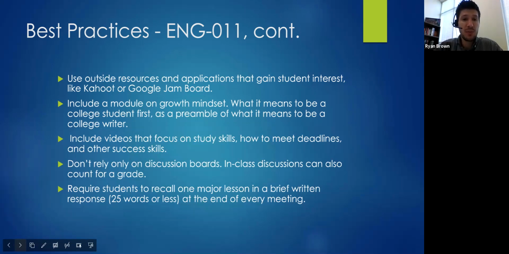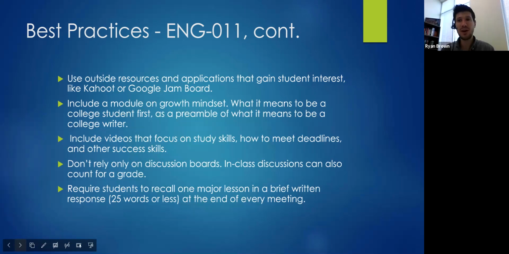Also, in terms of best practices, don't just rely on discussion boards, on students writing and typing. Obviously, writing is important, but having in-class discussions can also go a long way. And that's one thing that I have integrated, using in-class discussions in which their grade is based on their participation and whether they contribute to the conversation or not. If they contribute, then great, they earn credit for that conversation. If not, then they don't.